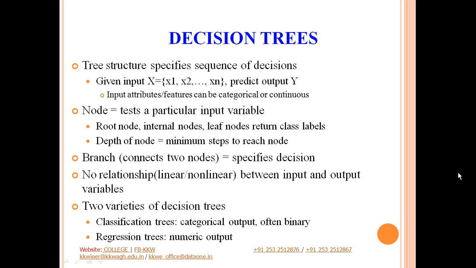Then the second one is regression trees. So what happens in regression trees? Just the reverse of classification trees. Here our outcome variable has a numeric output, that is, it is a continuous value. It has some specific value for the outcome variable. It is not categorical. So that is the basic difference between the classification trees and the regression trees.